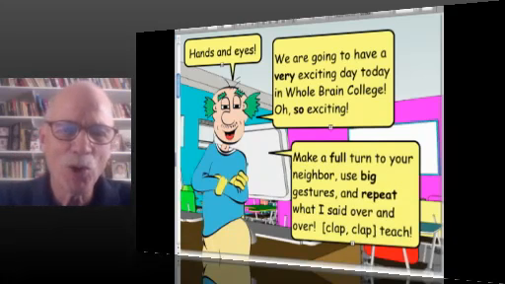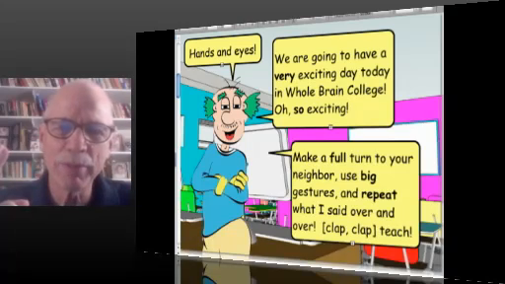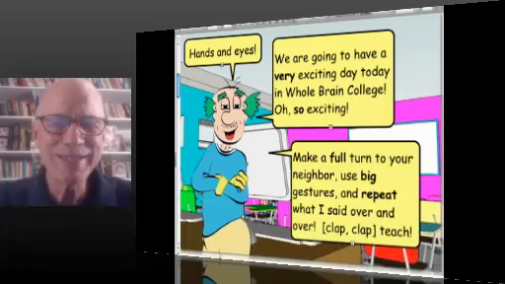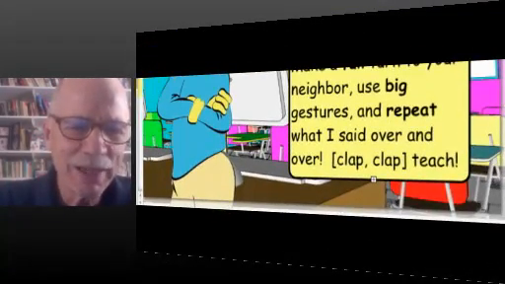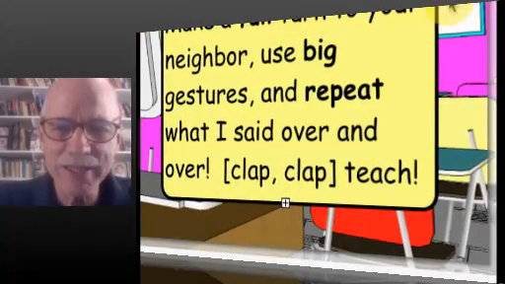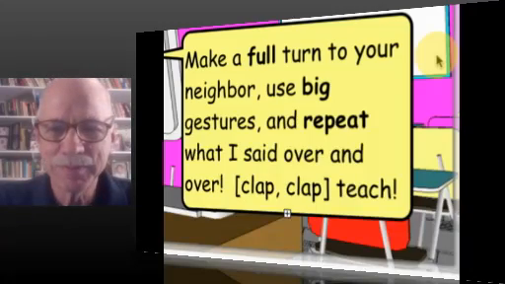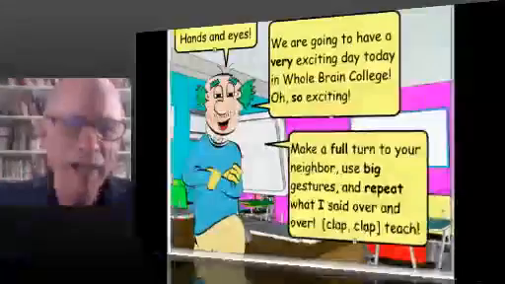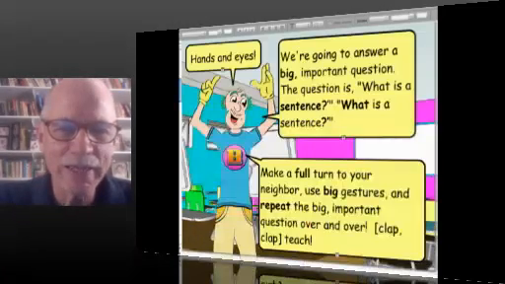And this is a key part of whole brain teaching. Tell them what to do. Make a full turn to your neighbor, big gestures, and repeat what I said over and over. And notice this. There's some stuff here in brackets. Look at the stuff in brackets. If it's in brackets, you don't say clap, clap. You do clap, clap. Yes. And you're right. This is Coach B doing the hands and eyes. So the kids say to each other, it's going to be an exciting day. You call them back, class, class.